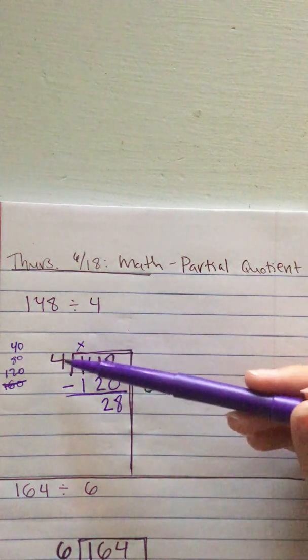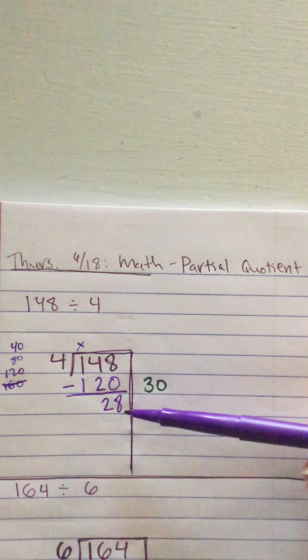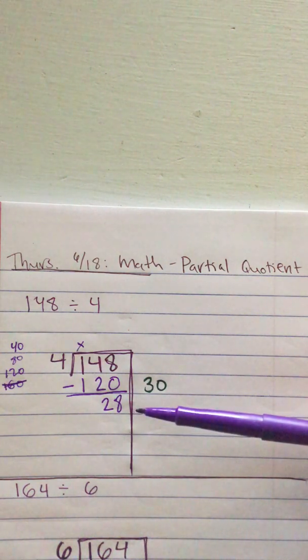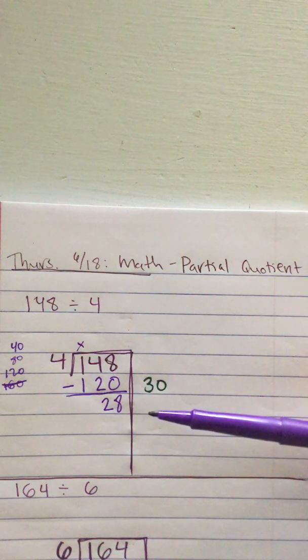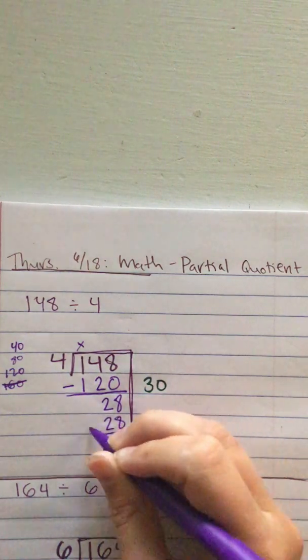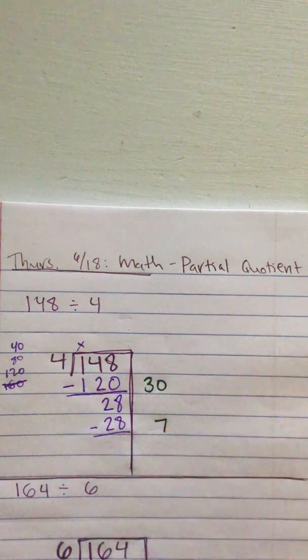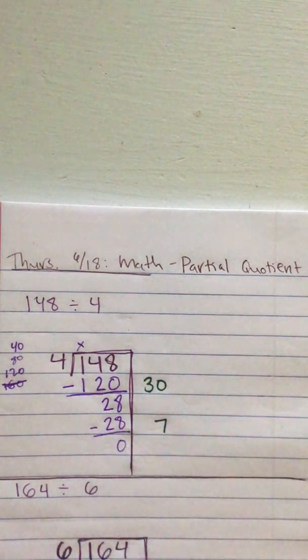So now again, I need to think, well, 4 times what is close to 28, or it is 28? Okay, so I start thinking, well, what's 4 times 1? 4. 4 times 2 is 8. Keep going. And 4 times 7 gives me exactly 28. So I'm putting 28 down there. And remember, it was 4 times 7. 7 goes on the outside. 28 minus 28 is just 0. So I have nothing left over.